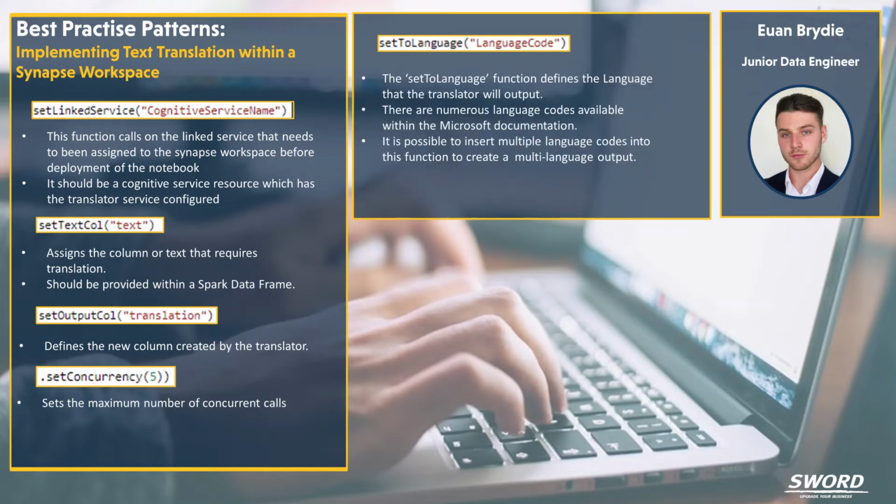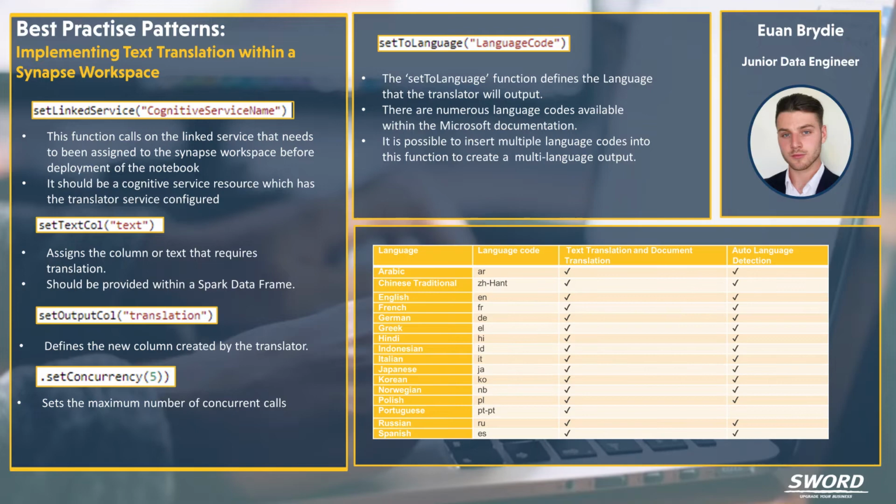The set2language function defines the language that the translator will output. There are numerous language codes available within the Microsoft documentation, and it is possible to insert multiple language codes into this function to create a multi-language output. Here are some examples.